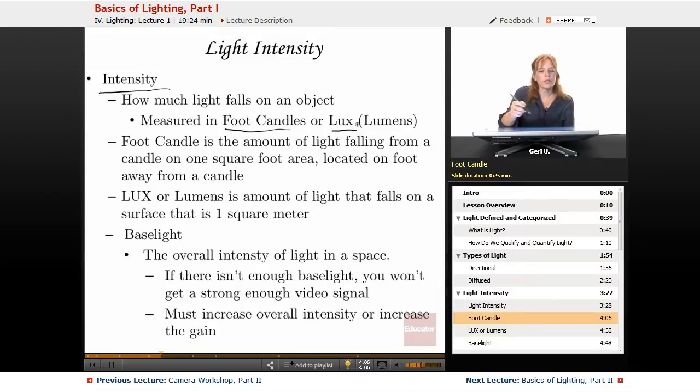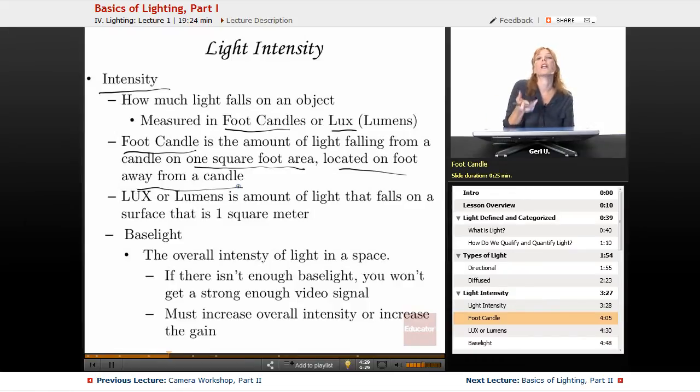So foot candles is the amount of light. So we're going to define it now. Just like we defined how long is an inch, we are now going to define the foot candle. A foot candle is the amount of light falling from a candle on 1 square foot area located 1 foot away from a candle. I have no idea how they came up with this, but this is how we decide how much light is falling on an object.